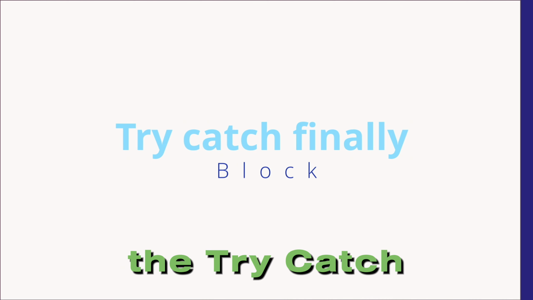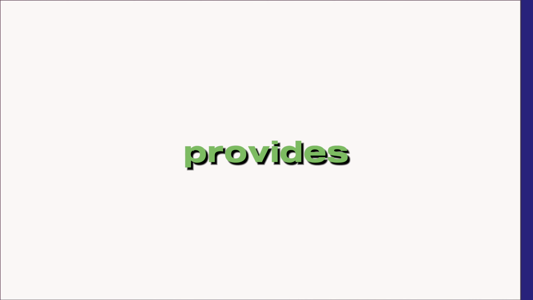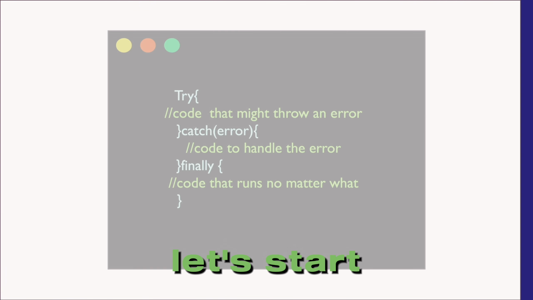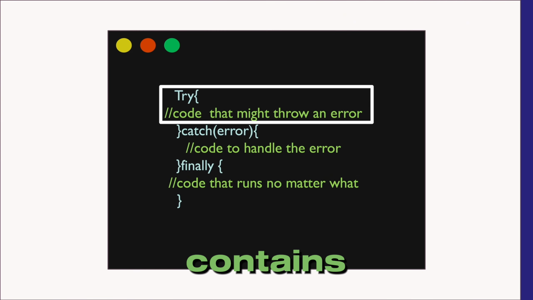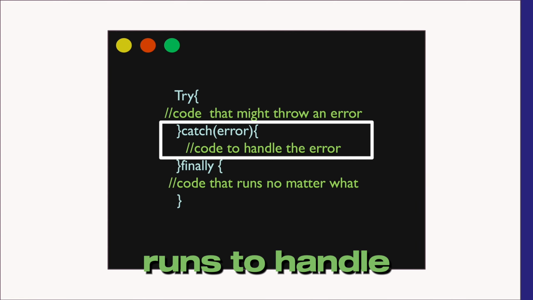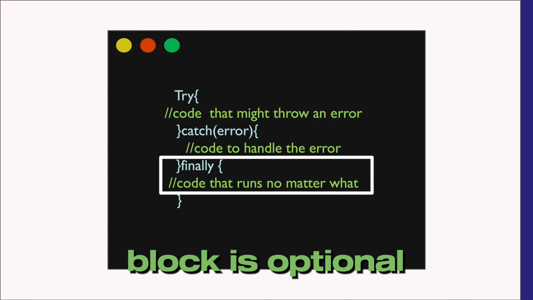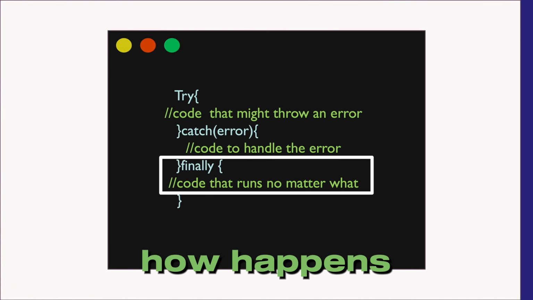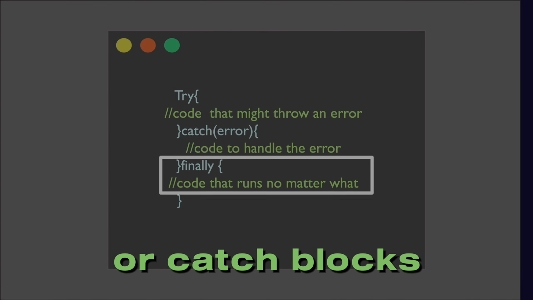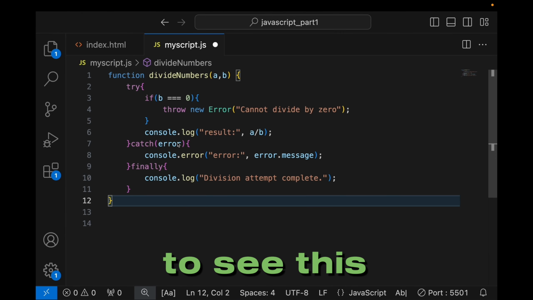The try, catch, finally block. JavaScript provides a tool called try, catch, finally to manage errors. Let's start with the syntax. The try block contains code that may cause an error. If an error happens, the catch block runs to handle it. The finally block is optional and runs no matter what happens in the try or catch blocks. Let's look at an example to see this in action.